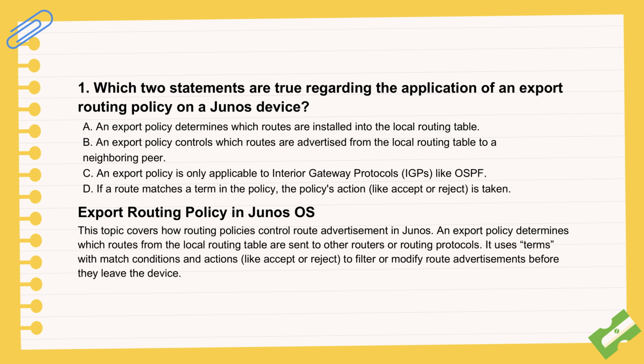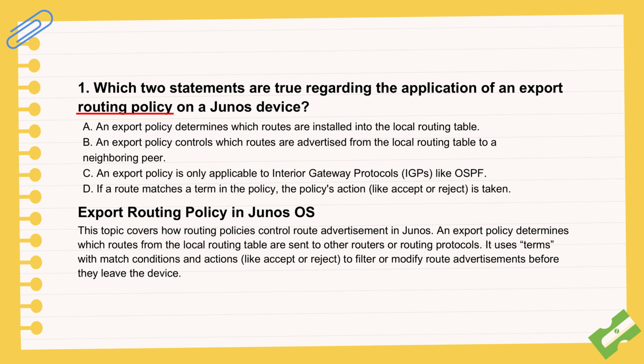Section 1, controlling the flow. Routing. How does a device decide what to tell its neighbors? That takes us right to export routing policy. Yeah, and this is a really common point of confusion. You've got import and export policies, right? Import is about what routes you accept from others and put in your own table. And export, that's the opposite, what goes out.